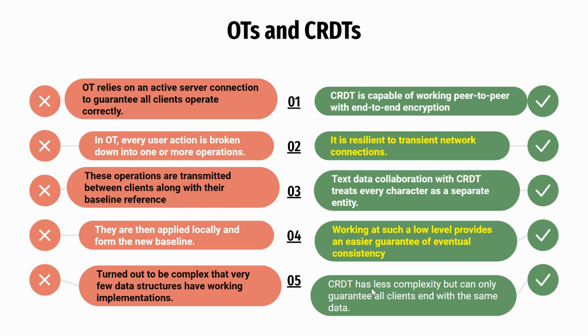So what did we do? There are two technologies to solve this: OTs and CRDTs, operational transformation and conflict-free replicated data types. Now, Google Docs uses OTs, operational transformation, but we used CRDTs. Why? I'll just explain what these are basically.